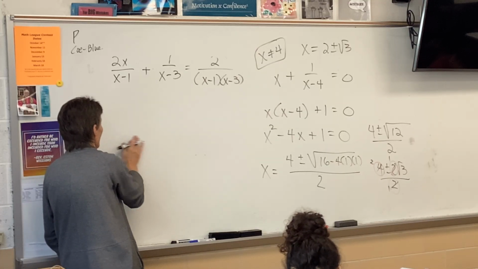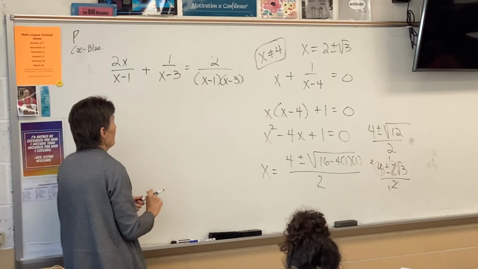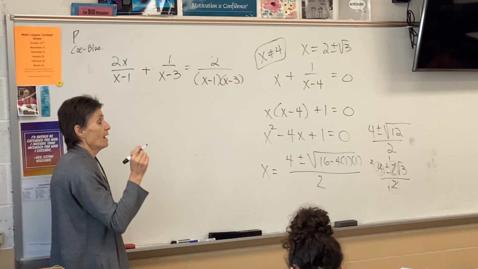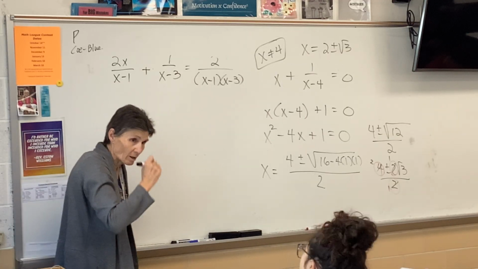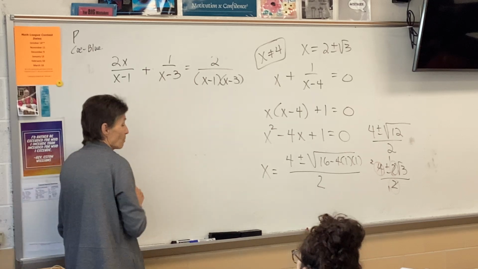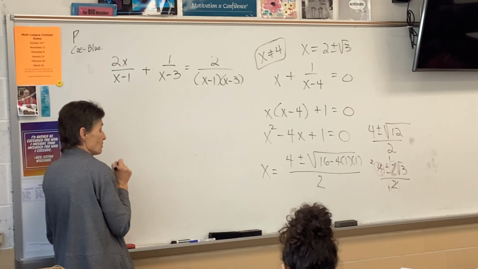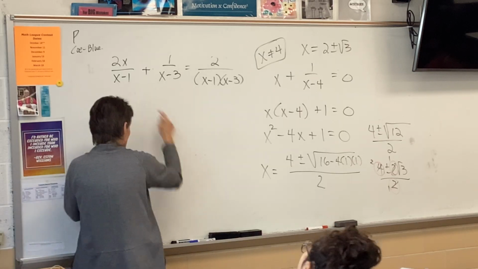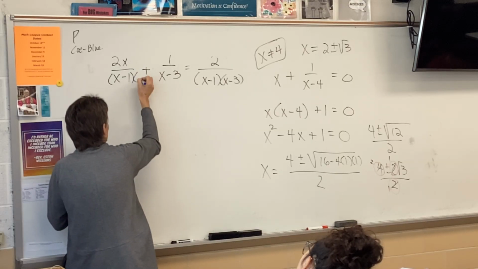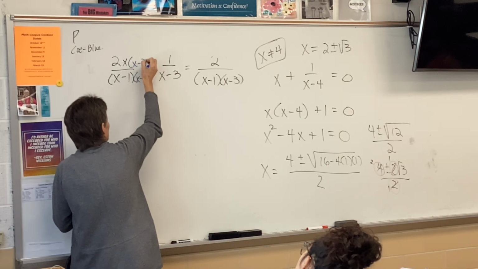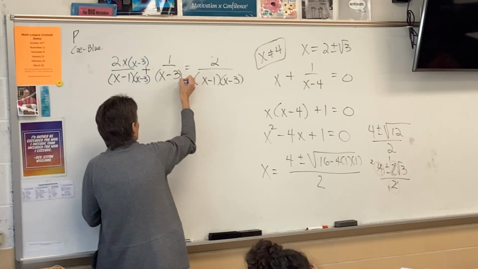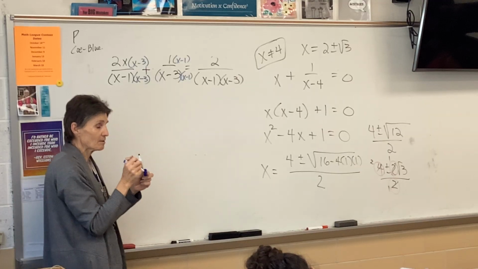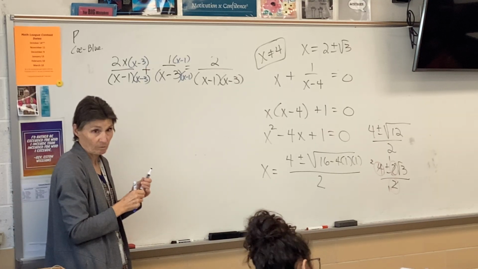Now, some of you will do a lot of this in your head, but I really need, particularly those of you that struggle with arithmetic so much, I really need you to understand what's going on here. In order to solve this problem, I need all the denominators to be the same. So I am going to give this fraction an x minus 3. And this fraction is going to get an x minus 1. And that fraction doesn't need anything because it already has both.